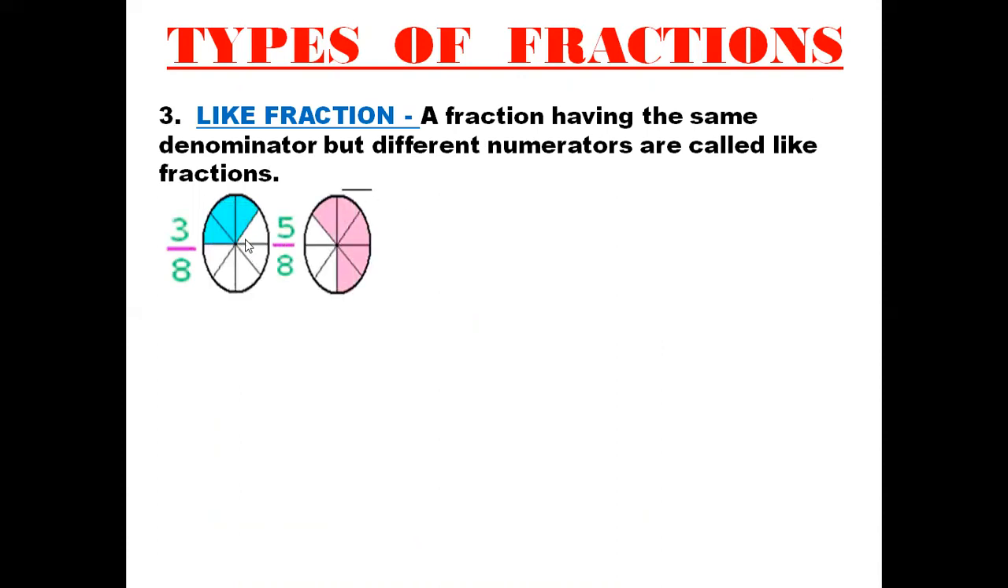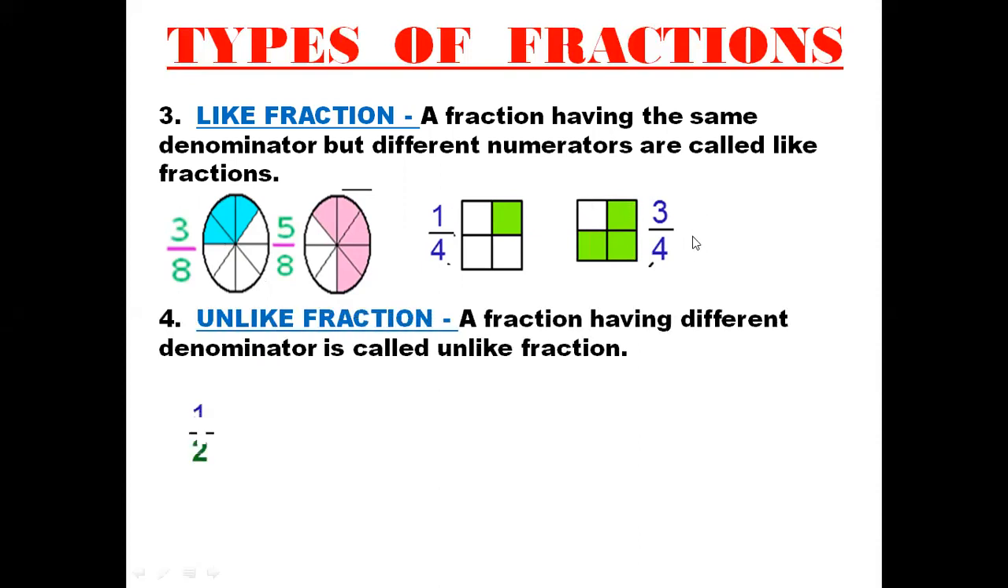In this circle, the denominator is 8, the same for both the circles, but here numerator is 3 and here the numerator is 5. So it has the same denominator 8, but it has different numerators 3 and 5. Here the denominator is same 4 and the numerators are different 1 and 3. So this is a like fraction.